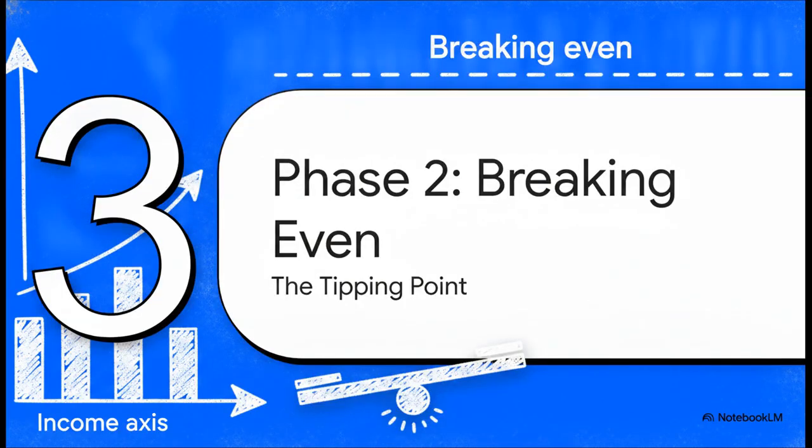All right, phase 2, breaking even. As we move our timeline forward along the income axis, we hit a really critical equilibrium point. It's the break-even level of income.